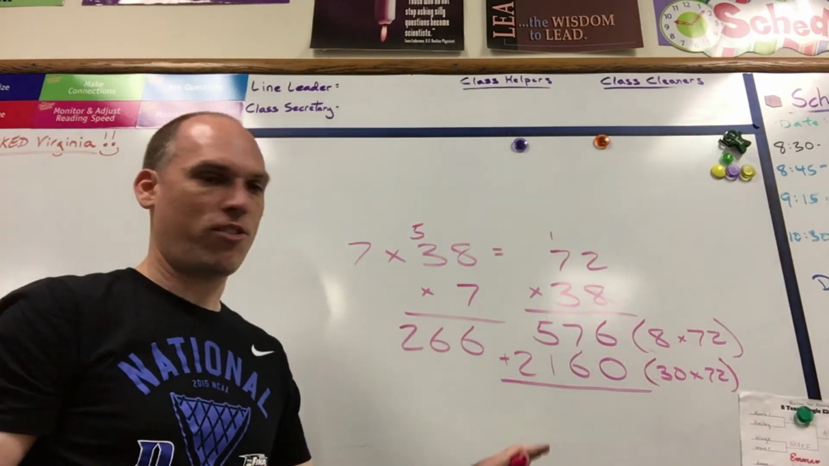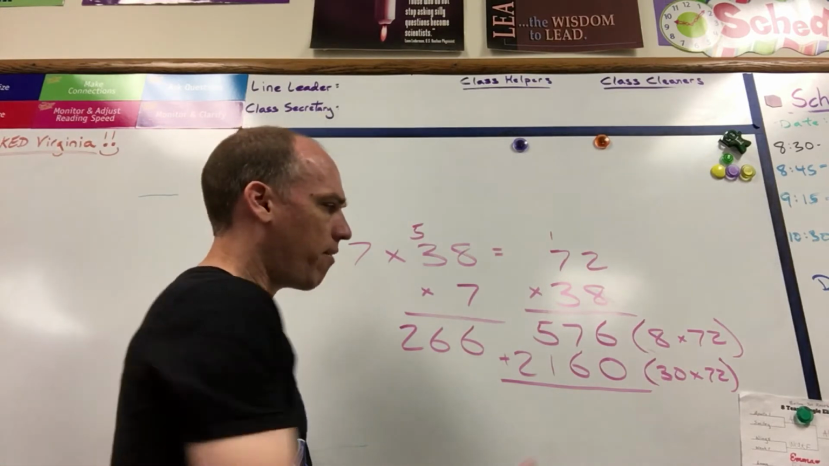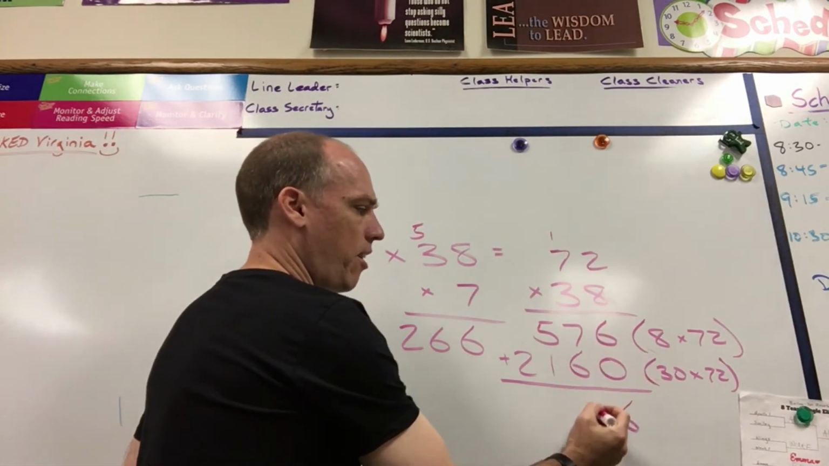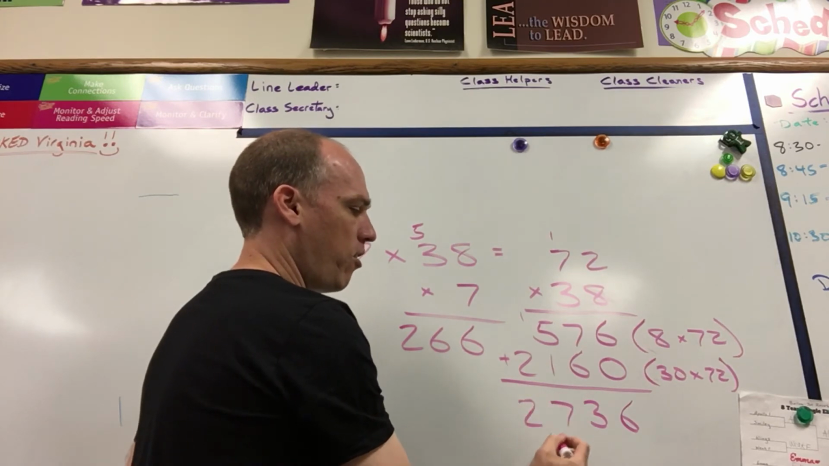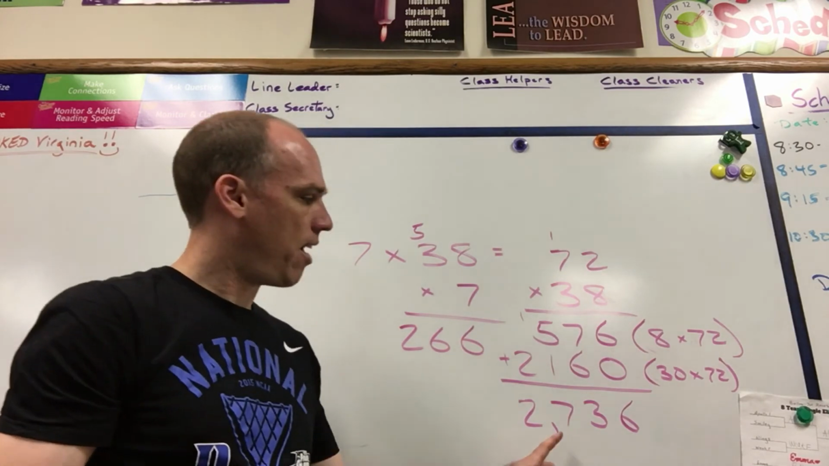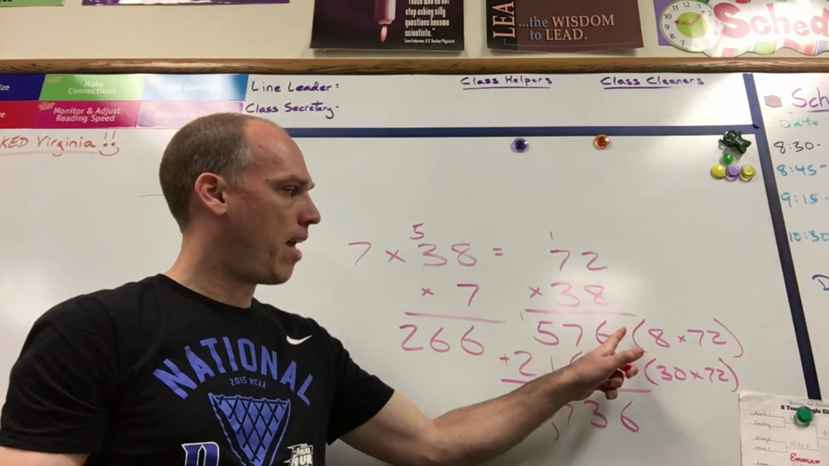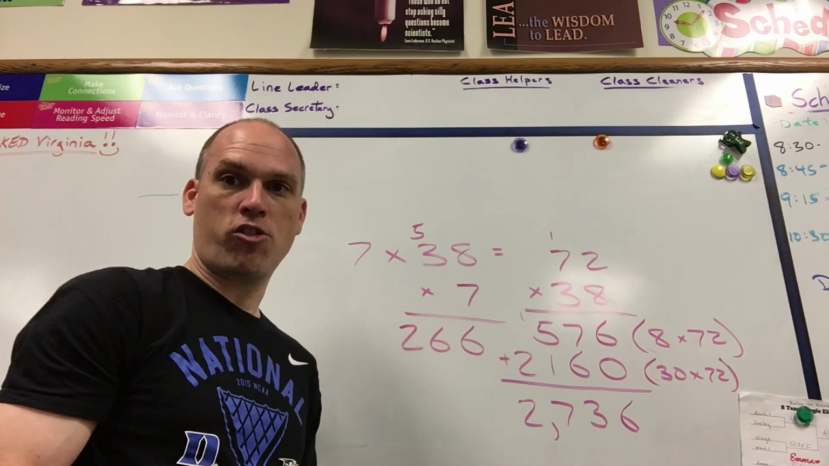Okay, not sure if you can quite see that, but then we can add those up and we'll have our final answer. 6, 13, 7, and 2. So 2,376, which comes from adding the two products together using the distributive property.